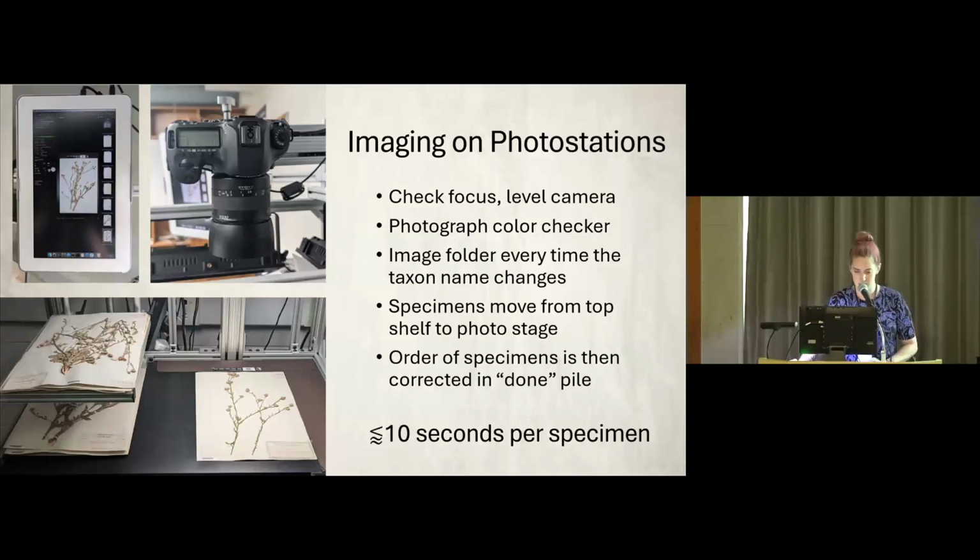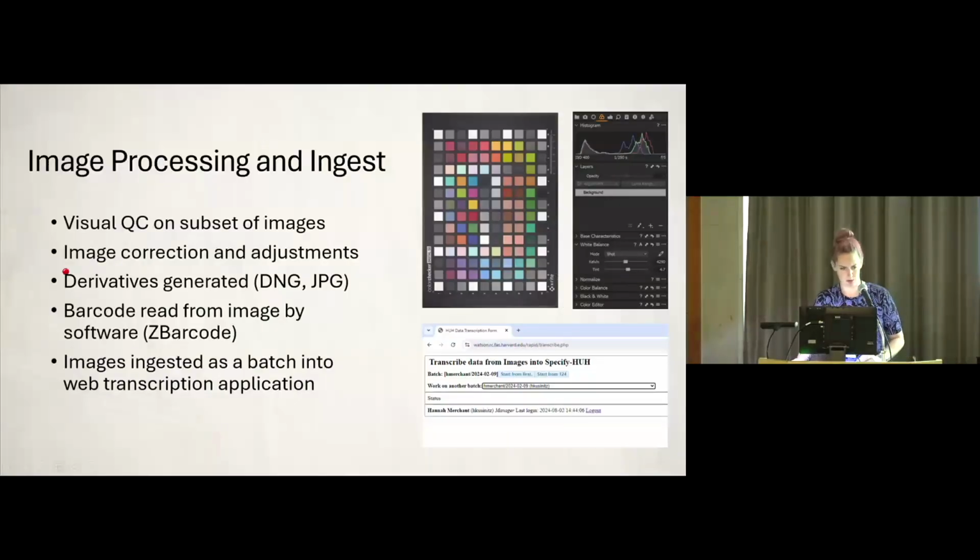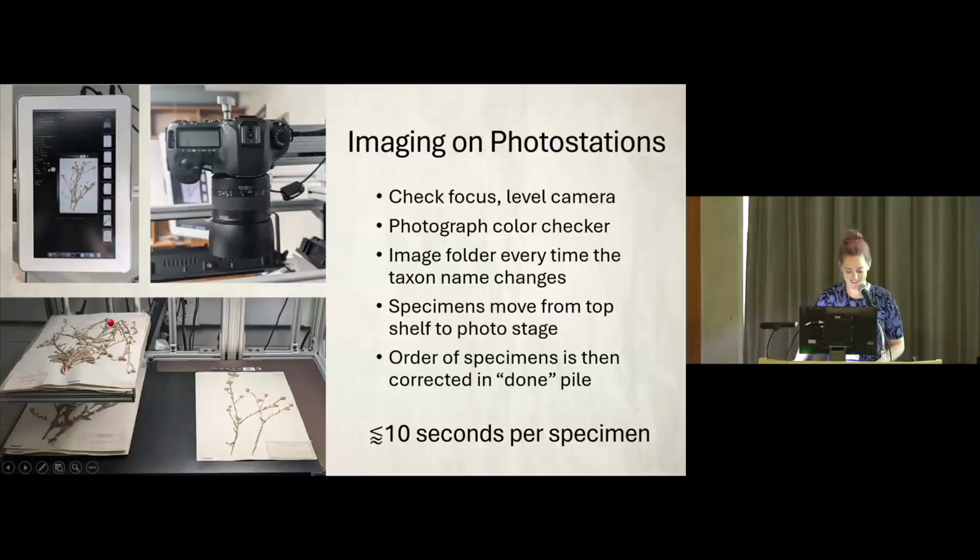The sheets to image are placed on this holding shelf. They're moved one at a time to this photo stage. A large red button on the side of the frame is then pressed to take the photograph. And then imaged specimens move to a pile under the holding shelf, and this process restores the original filing order of the sheets in the folder.